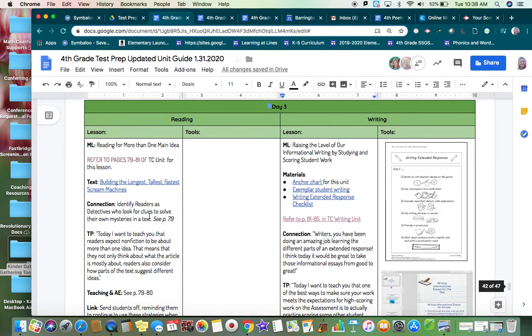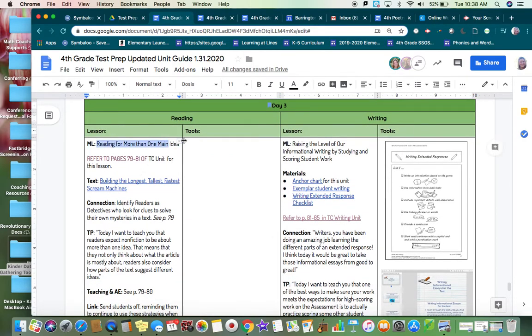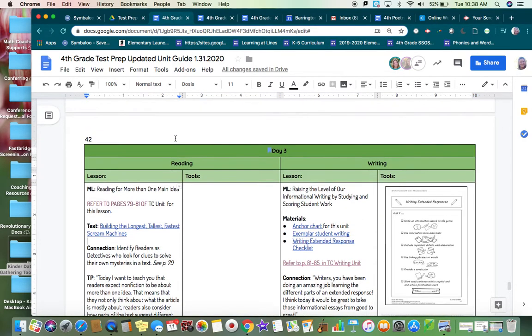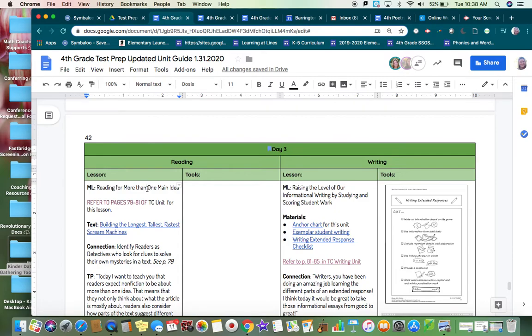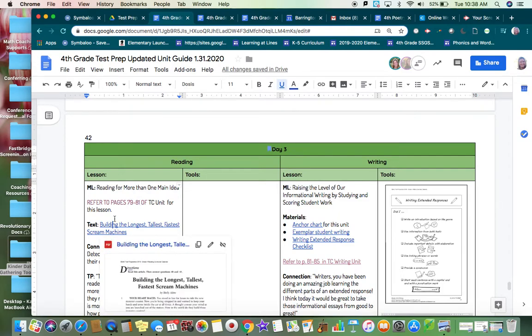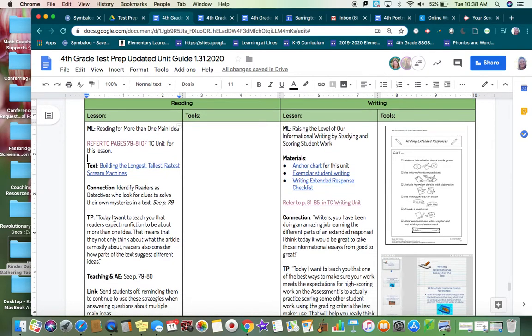Then day 3, you have reading for more than one main idea. That's a huge one. Sorry, I scrolled down. Main idea is a huge aspect of the IAR, and so likely we wanted to incorporate that lesson and keep it. It's from these pages in Teachers College, same text. So again, we're not wasting too much time in our mini lesson rereading. It's just analyzing it for that purpose.